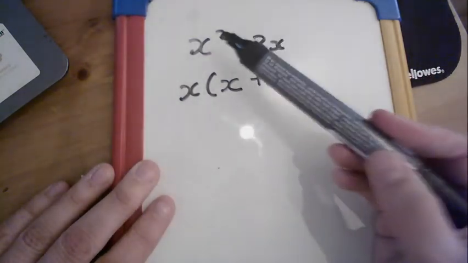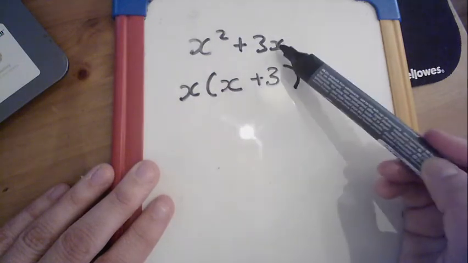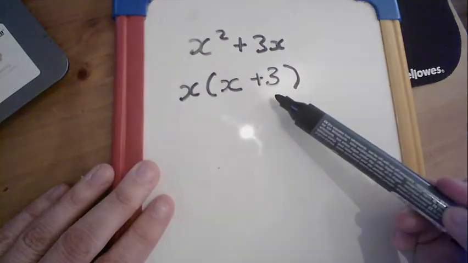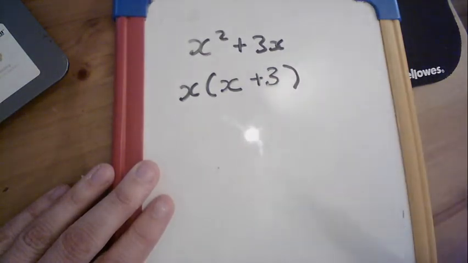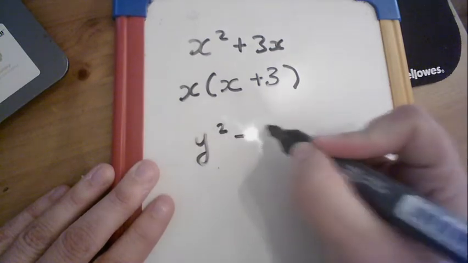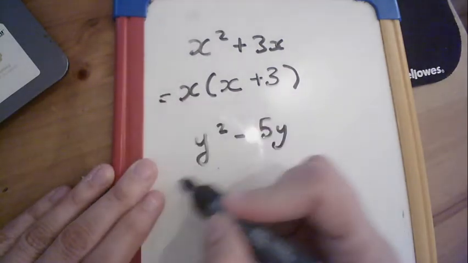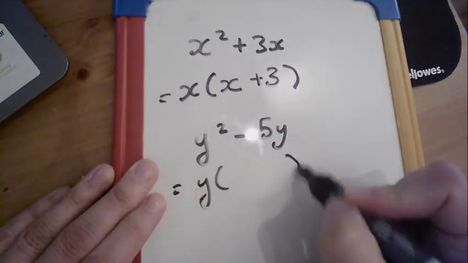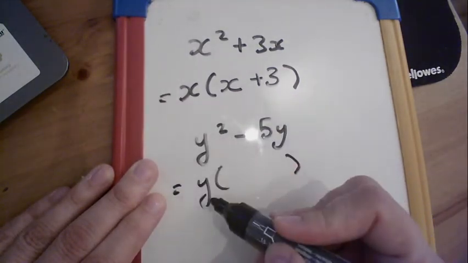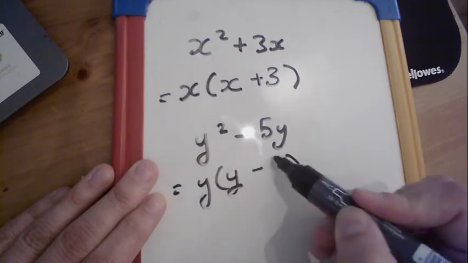Another way of looking at it, this says I've got 2 x's. I've taken one out, so I'm left with 1. I've taken the x out, so I'm just left with the 3. One more of these. So say I've got y squared minus 5y. They both have a y. Y squared, take out a y, leaves me with a y. And 5y, take out a y, leaves me with a 5.